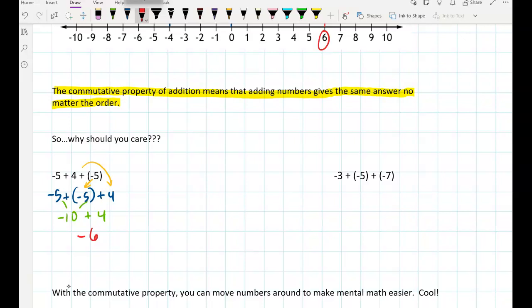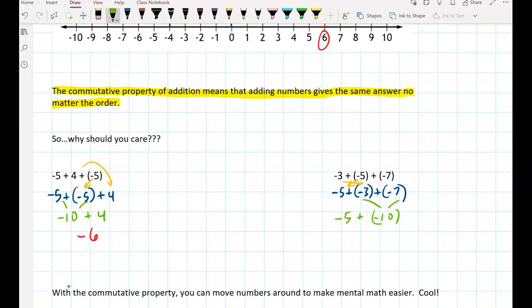Now let's take a look at another example. This one over here on the right. So make sure you write this one down. Negative 3 plus negative 5 plus negative 7. Ooh, all negatives. Okay, well, I'm going to swap the order. I'm going to change this to negative 5 plus negative 3 plus negative 7. So you can see I swapped the order of negative 3 and negative 5. Just swap the position of those two, because now I can add negative 3 plus negative 7 is just negative 10.